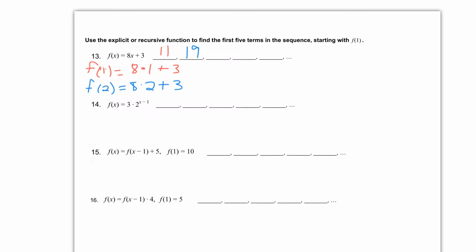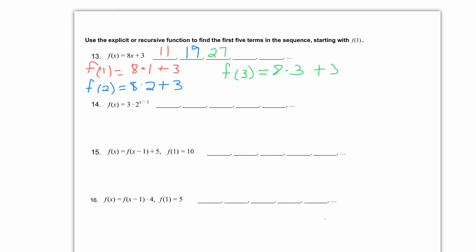And then we can continue on with the third term. If we recognize that we're adding 8 each time, we can just continue to add 8 to find the next terms. Or we can find f of 3 by plugging the 3 in. So I'm going to do that one more time to show you what that would look like. If we wanted to find f of 3, we would take 8, multiply it by 3, and then add 3. So again, where the x is in our equation, we plugged in the 3 because that's the term number that we wanted to plug in. So 8 times 3 will give us 24, plus 3 will give us 27. So our third term would be 27.